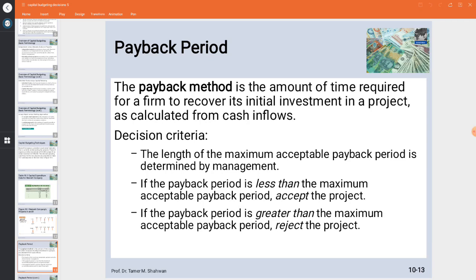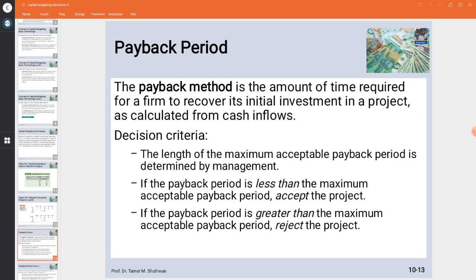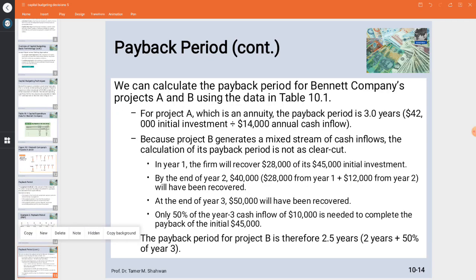If the payback period is less than the maximum acceptable payback period, in this case we are going to accept the project. If the payback period is greater than the maximum acceptable payback period, in this case we reject our project, and this is very important in using payback period. Let us see how we could do it.